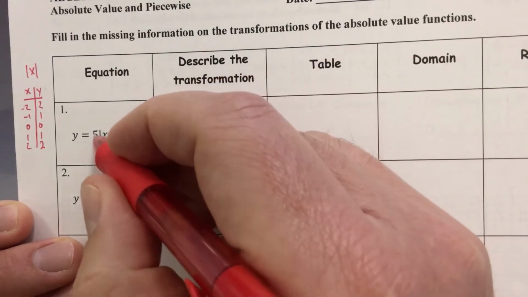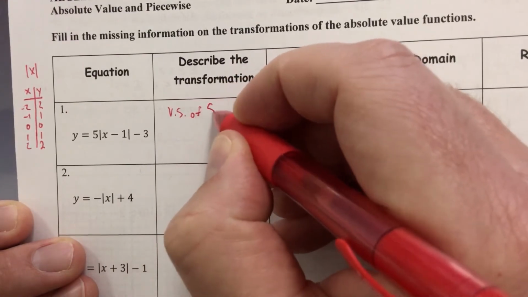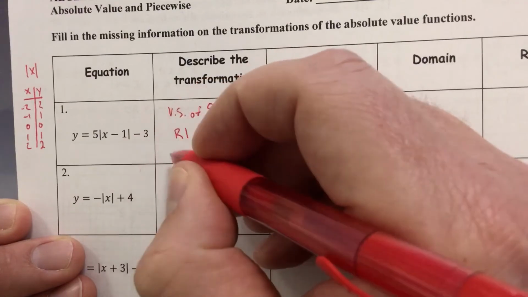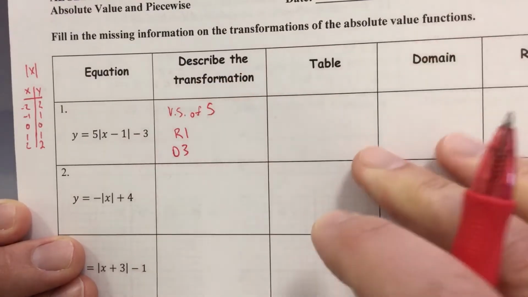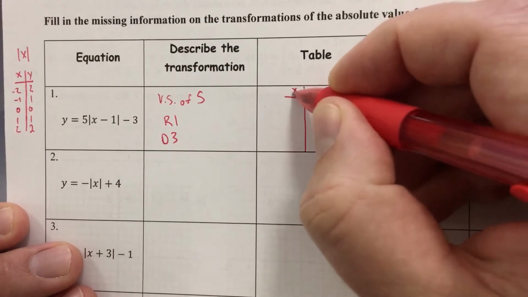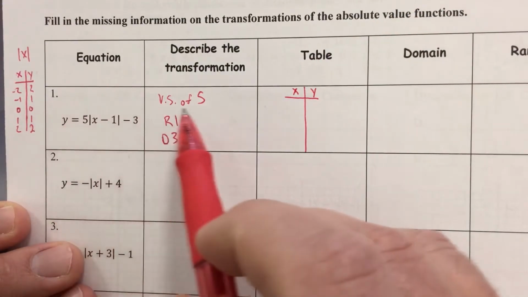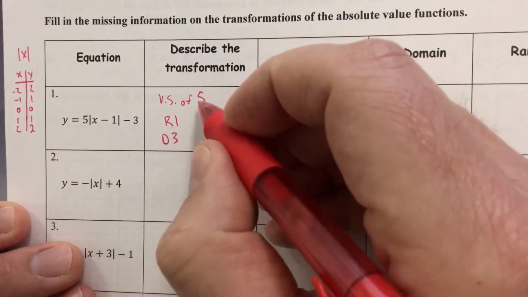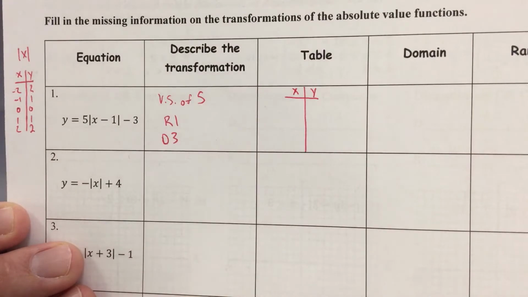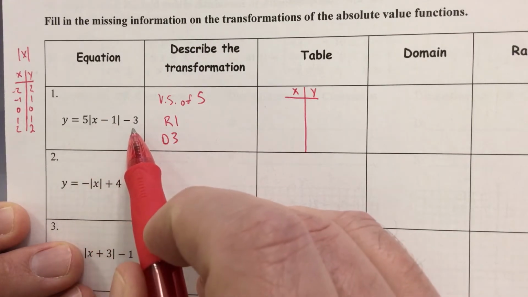So the very first one, we have a 5 in front. That's going to be a vertical stretch of 5. The -1 on the inside is going to be a right 1 movement. The -3 on the outside is a down 3. Okay, so the new table, which is basically just modifying this parent function, you want to ask yourself, what do each of these do? What variable do each of these transformations affect? Okay, anything on the outside is going to affect the y's. So the 5 and the -3 are going to affect the y's.